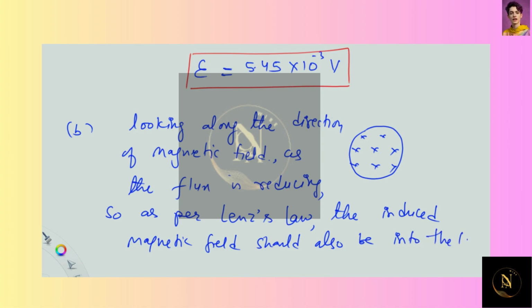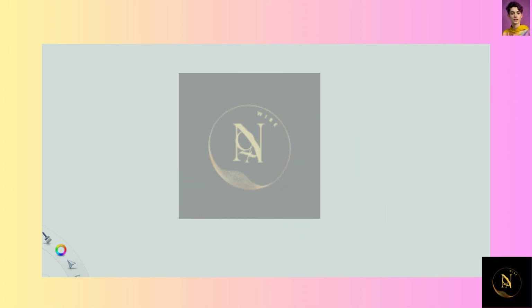Into the loop means the magnetic field is entering, so this face should behave like a south pole, as we know magnetic field enters into the south pole. And if it is a south pole, the direction of current induced should be clockwise.